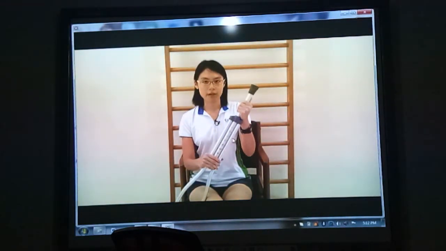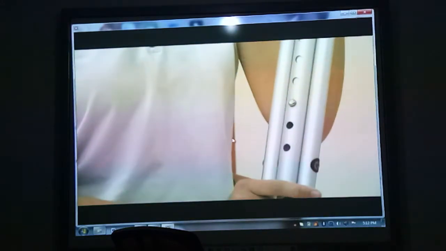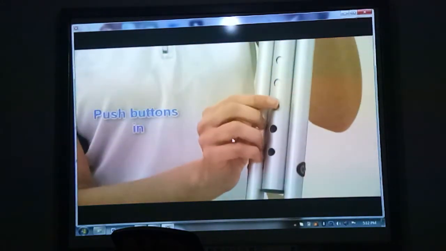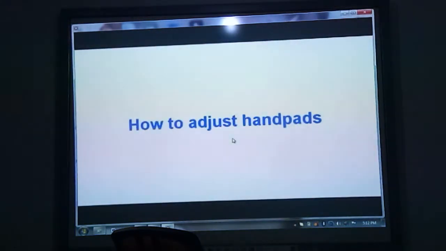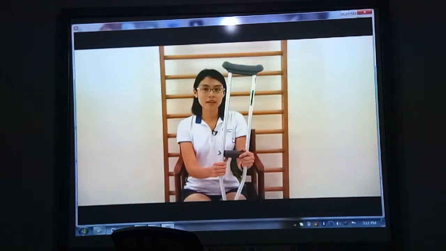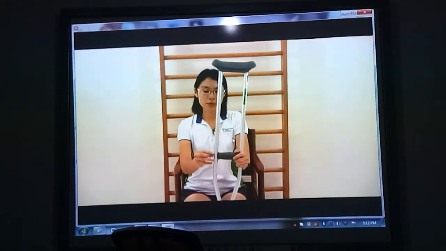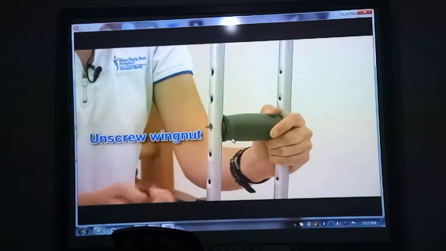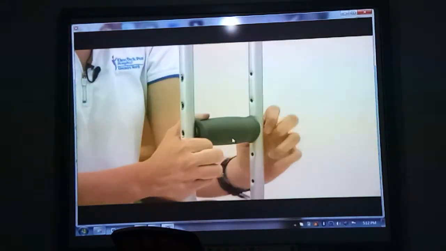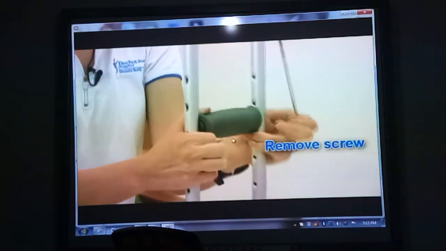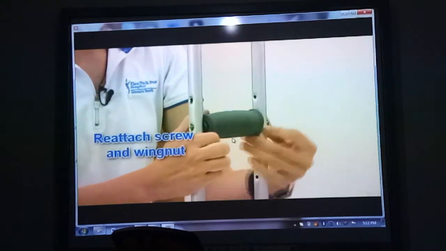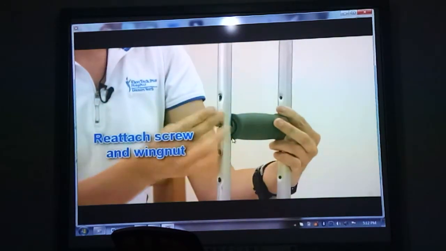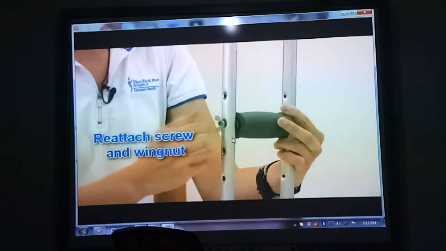To adjust the height of your crutch, locate the 2 silver buttons. Press on the silver button and adjust the height of the crutch accordingly. To adjust the height of the hand pad, unscrew the ring nut. Remove the screw and adjust the height of the hand pad accordingly. Reattach the screw and the ring nut.